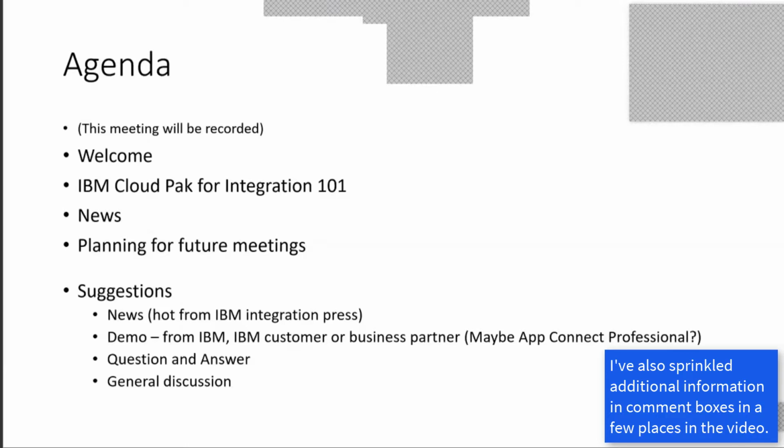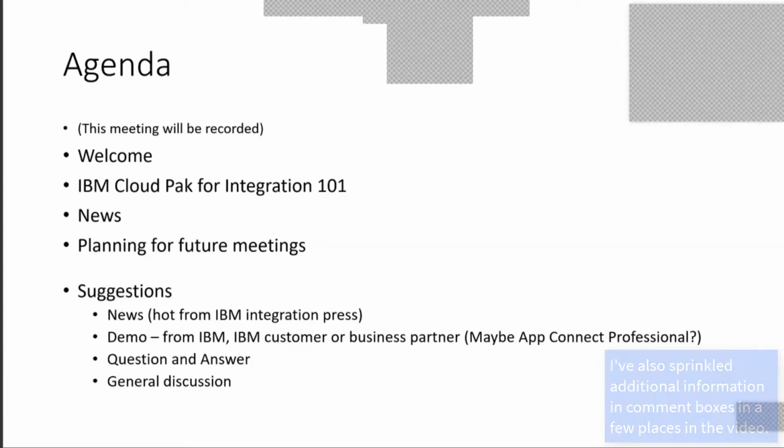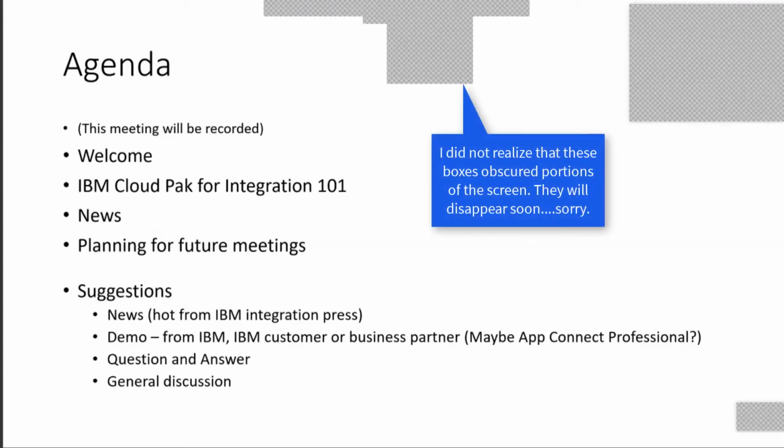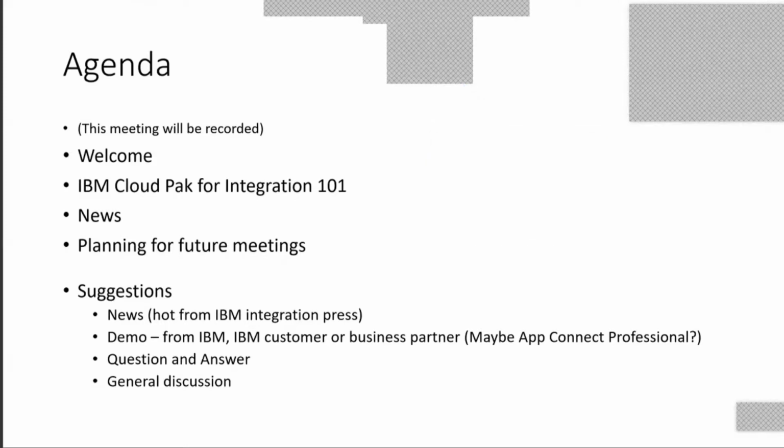Suggestions for this meeting: because it's a user group meeting, we do what the people in the group want. I will do news hot from IBM Integration Press. I will try and do a demo every week, 10-15 minutes on one of the areas in one of the products. Maybe for next week we can do something on App Connect Professional. It's nice, slick demos. We'll do a question and answer session and maybe a general discussion session.